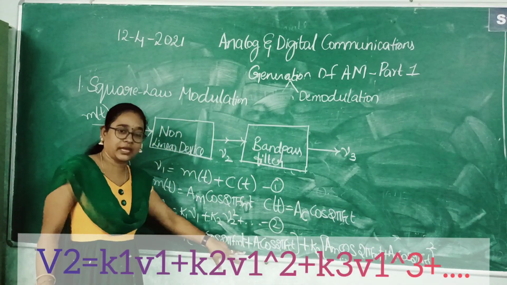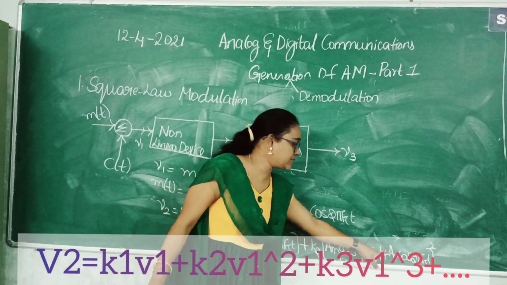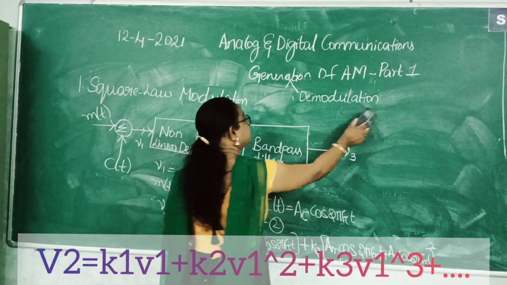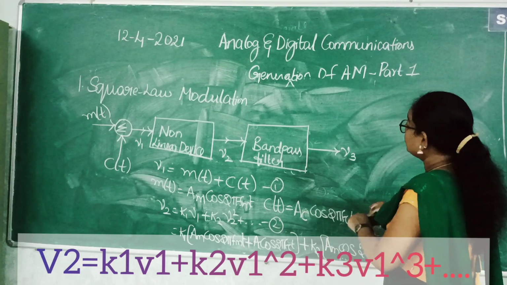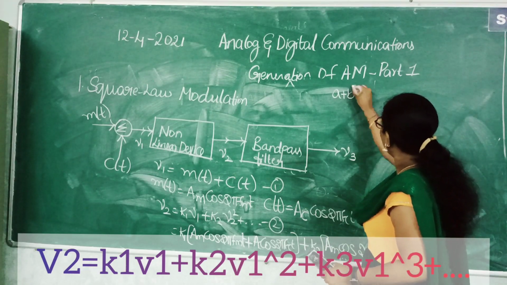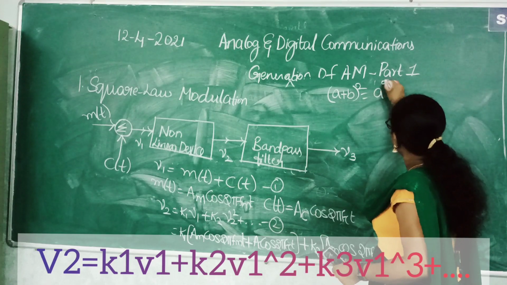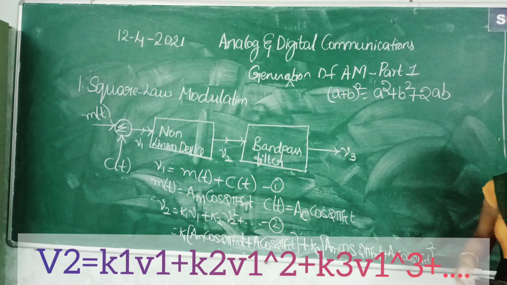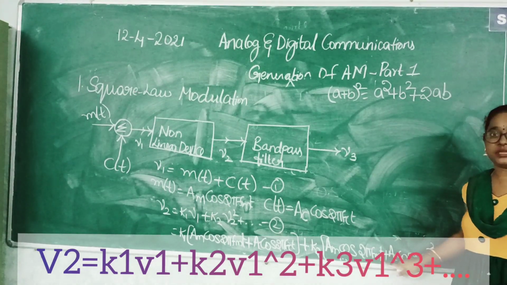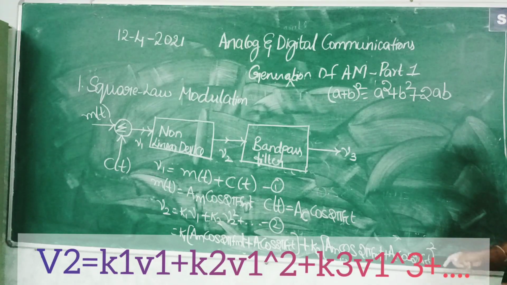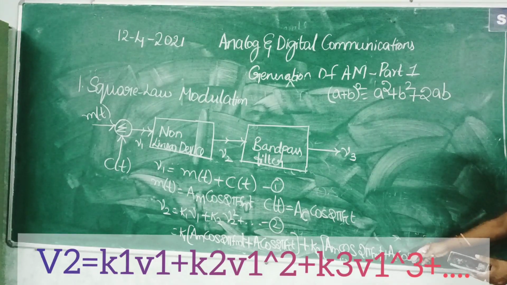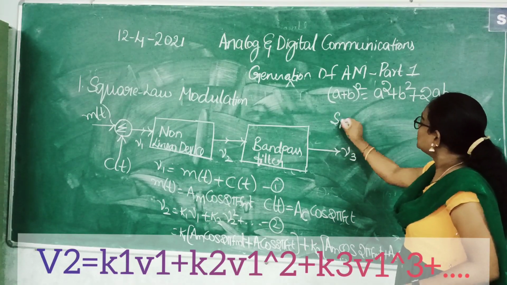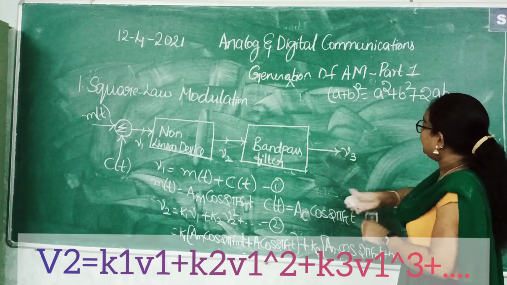So the first term is okay. The second term is something like A plus B whole square. What is the formula we are going to use for A plus B whole square? A plus B whole square is A square plus B square plus 2AB. So what is A? A is Am cos 2 pi fmt. What is B? B is AC cos 2 pi fct. Now I am going to use this formula in equation number 3. So what are you going to get upon elaboration? I am going to take this as V2.